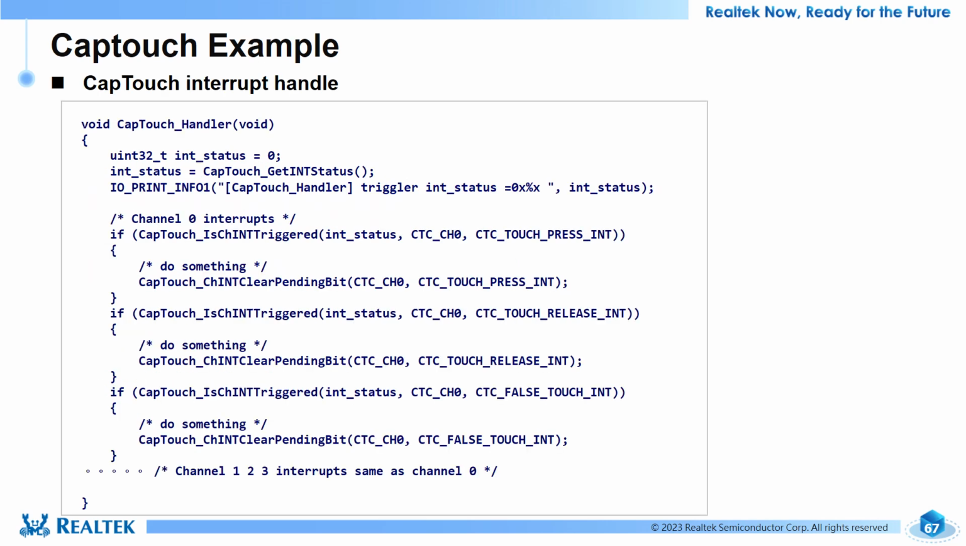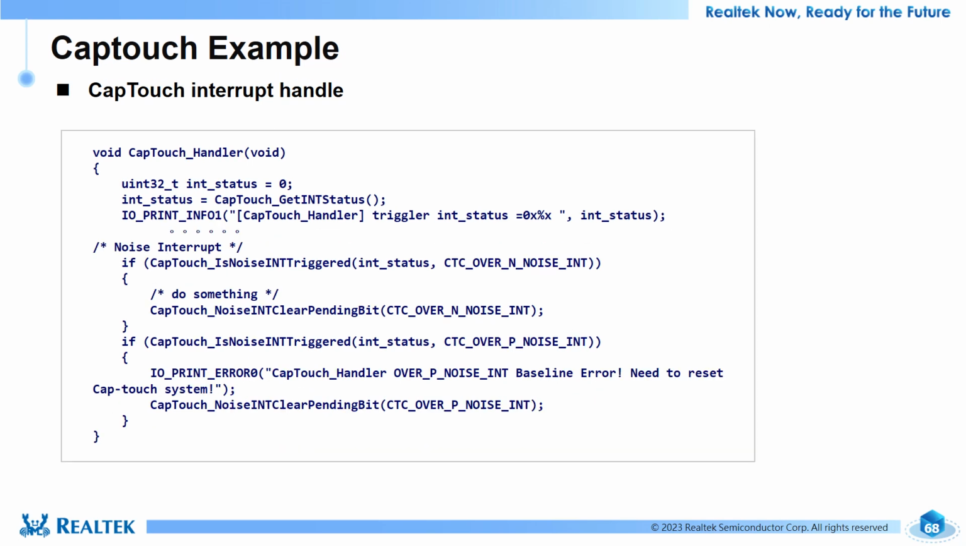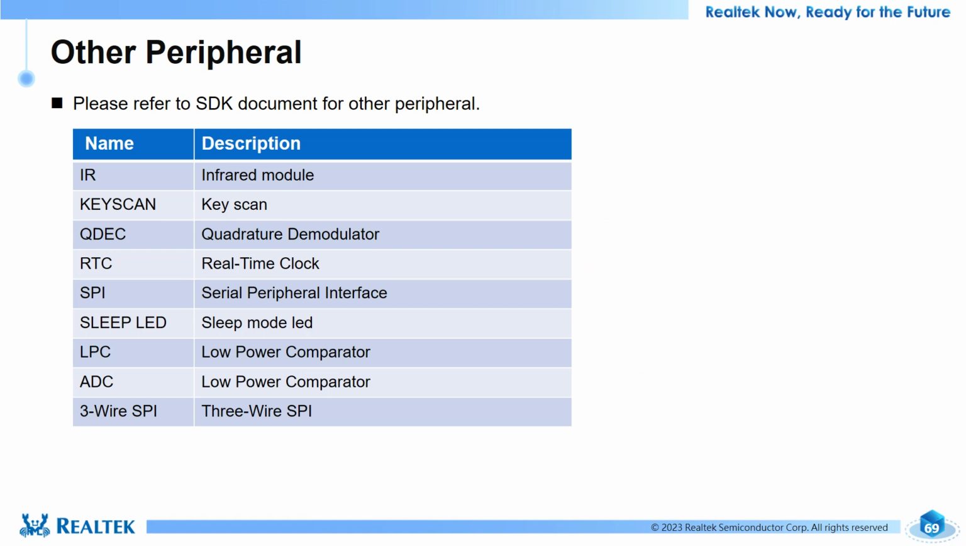The following is an example of interrupt handle flow. First, call CapTouch getIntStatus to get the interrupt status. Then call CapTouch as CHInt triggered and CapTouch as noiseInt triggered to check interrupt status flag. If the interrupt status flag is set, call CapTouch CHInt clear pending bit and CapTouch noiseInt clear pending bit to clear interrupt. Please refer to the SDK document for other peripherals.